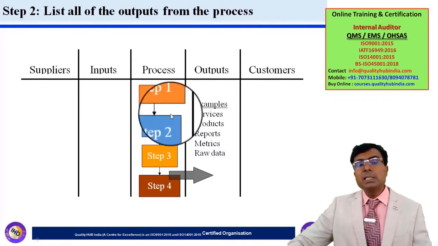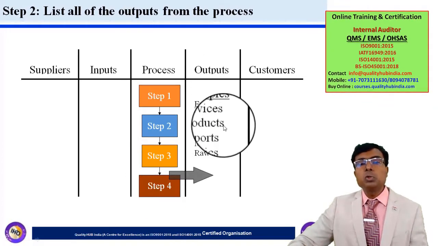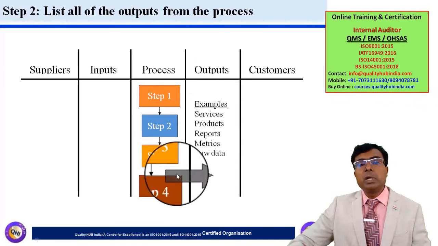Okay, so here we can see all the process steps have been identified. Then we need to identify the outputs. The outputs could be the elements which we are going to get from the process.